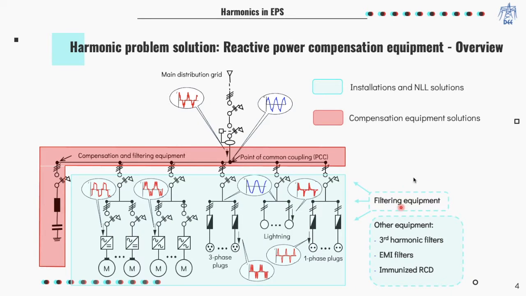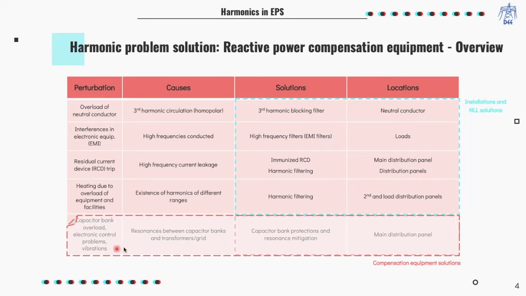According to the 16th video, the harmonic problem solutions can be divided in those applied to installations and nonlinear loads and those applied to compensation equipment. In the present video, I will talk about the latter solutions. I will explain the resonance problem between capacitor banks and transformers or grid, as well as the capacitor bank protections with the resonance mitigation solutions.